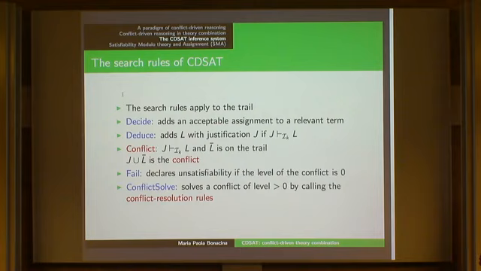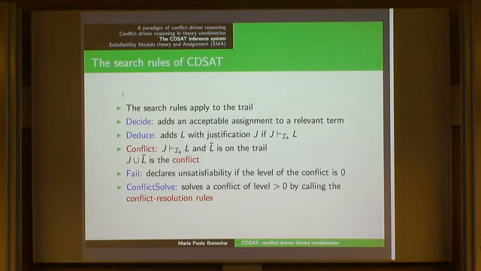Now, the search rules apply to the trail. We have a decide rule, as usual, which decides an assignment. It has to be acceptable and for a relevant term. We have a deduce rule, which adds a Boolean L if there is an inference from a justification that already appears on the trail.